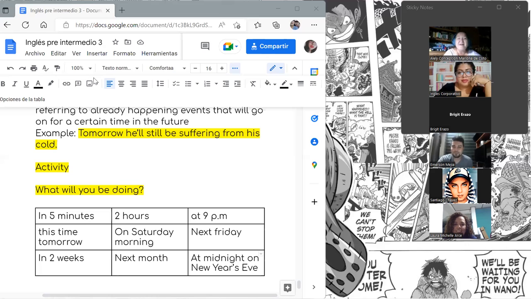Fátima. Fátima Esmeralda. Hi. Ay, hoy sí enciende la cámara, César. Fátima. What will you be doing at midnight on the New Year's? At the New Year's Eve. Midnight. New Year's Eve. Nochebuena, 24. Yes. New Year. I will be.